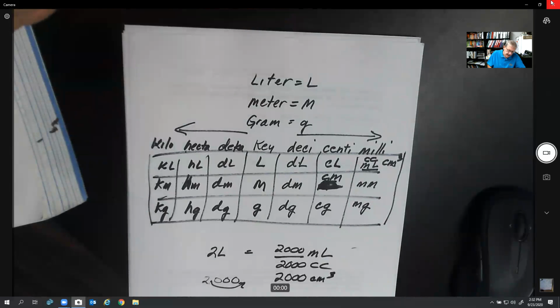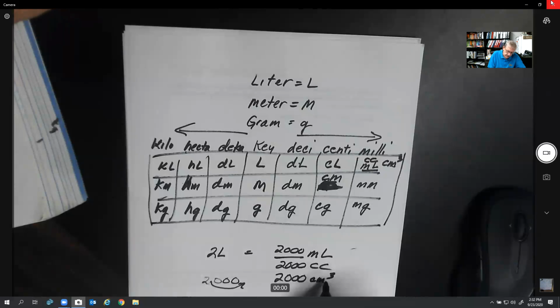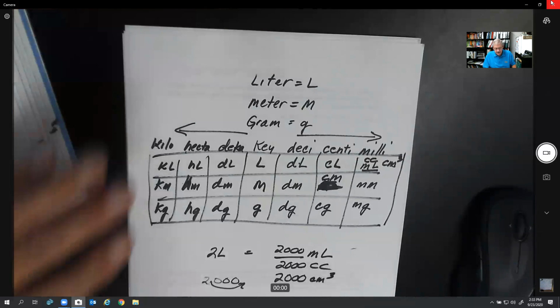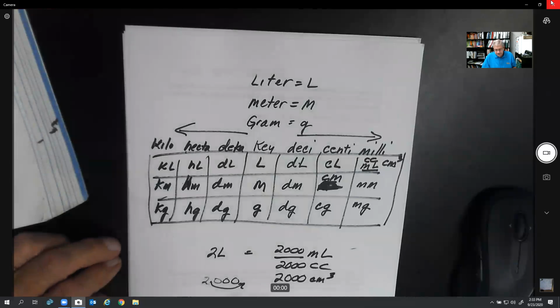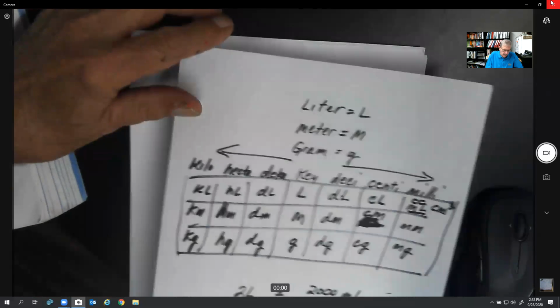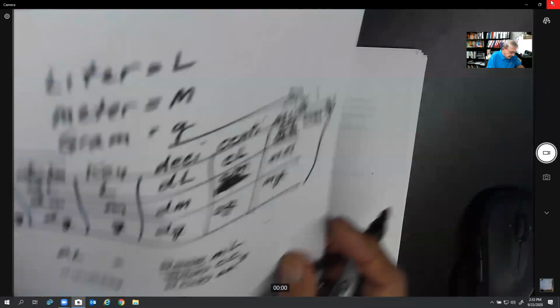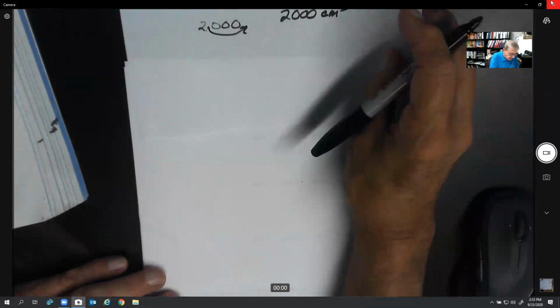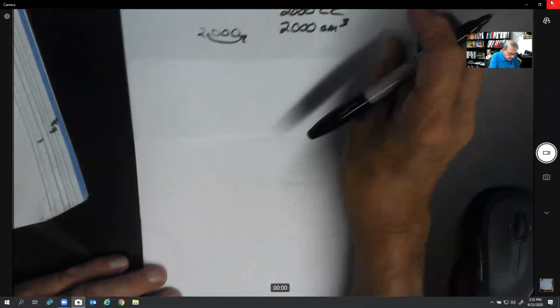Okay, they all mean the same thing. Cubic centimeters, sometimes we call it cubic centimeters. So that's kind of the idea behind it. So let's try a couple more and see if we have any in the book. On page 301, there's some problems. Let's try some of these.